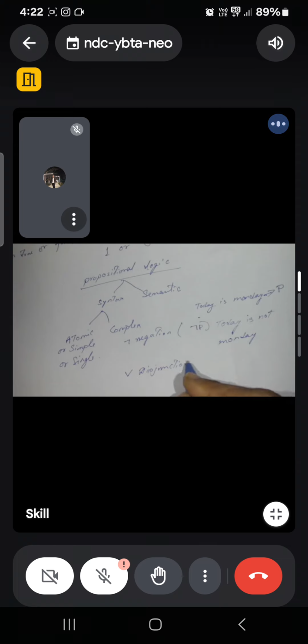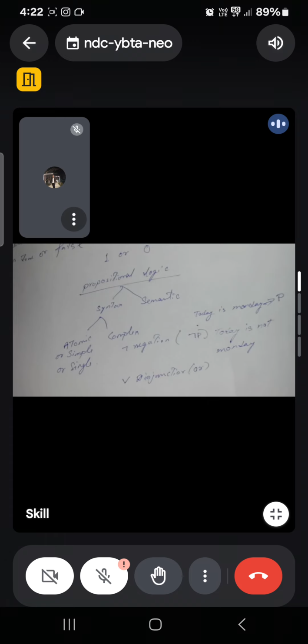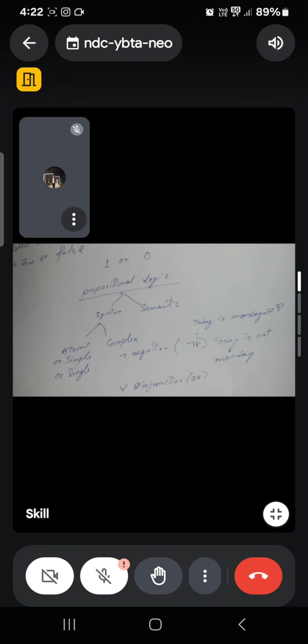Then we have disjunction. What is disjunction? We can call this the OR operator. OR means, for example, you should eat or watch TV at a time. That sentence uses OR, that's why it is called disjunction.